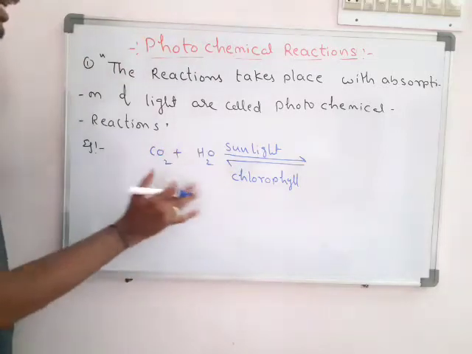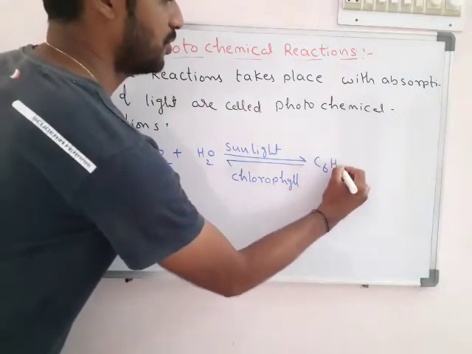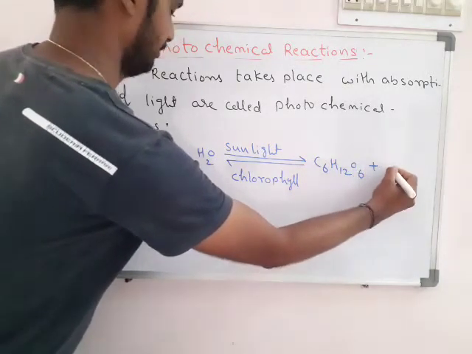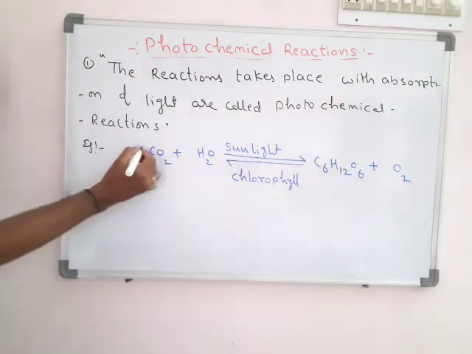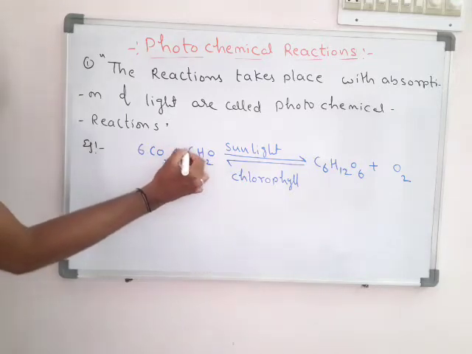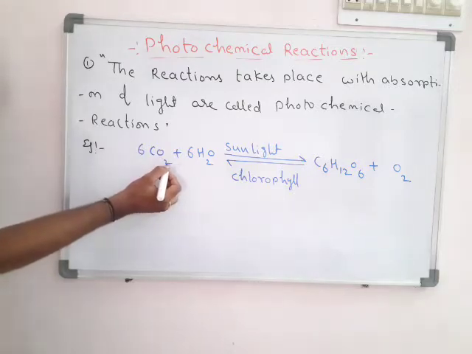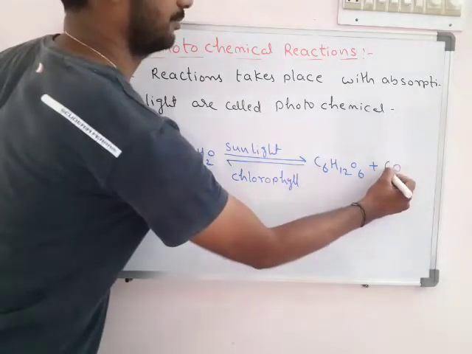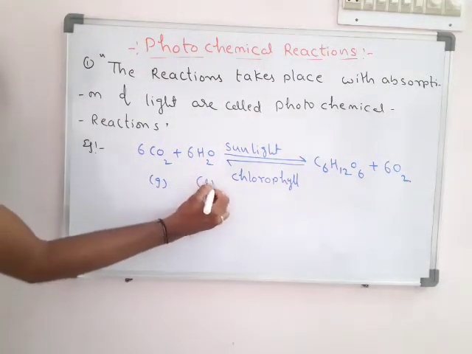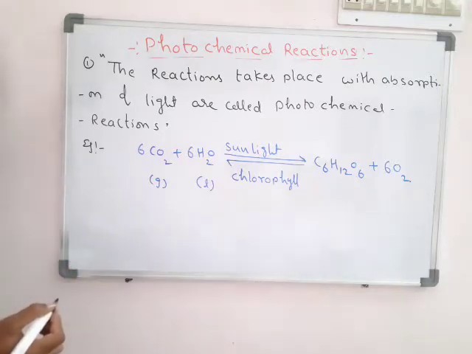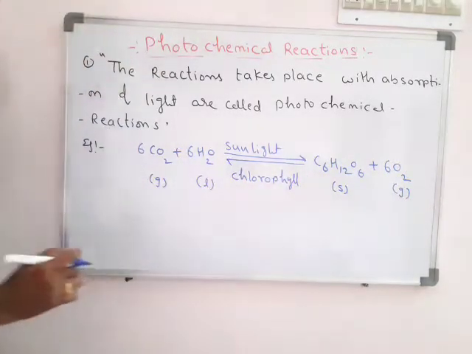In the presence of sunlight and chlorophyll, there is a formation of glucose and it releases oxygen. Now this balances: 6 carbons, 12 hydrogens, then oxygens 12, 18, 6, okay, 18. As it is a standard reaction, we must indicate the physical states. Here it is glucose.